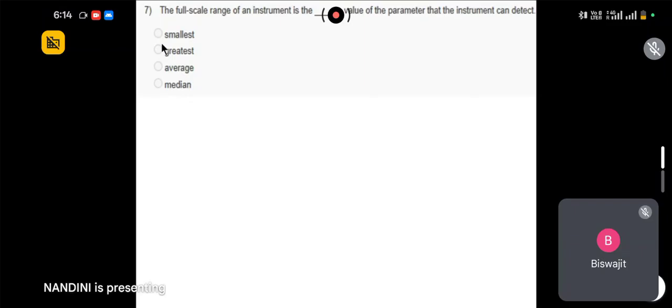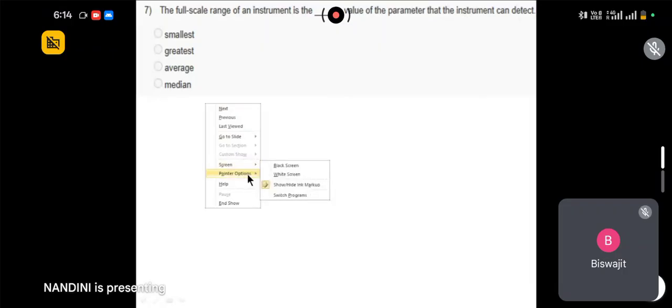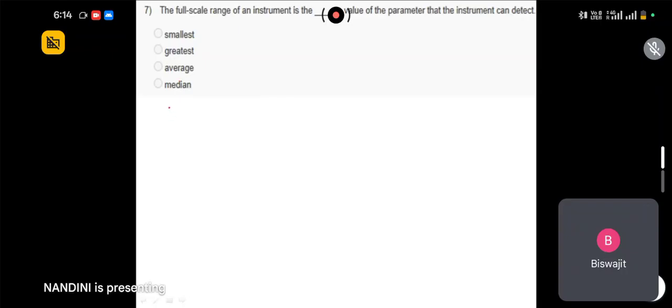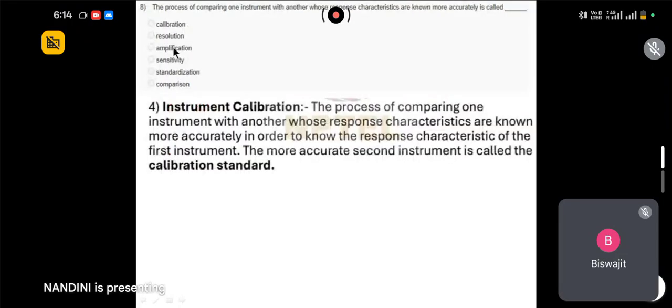Yeah. So this is again the same thing. The full scale range of an instrument is the dash value of the parameter that the instrument can detect. Full scale range gives you the greatest value of the parameter that the instrument can detect.